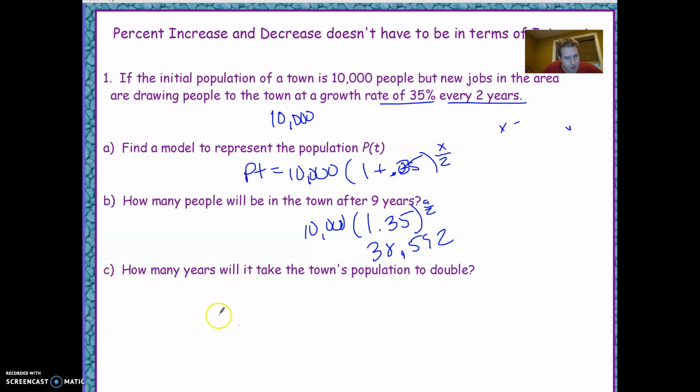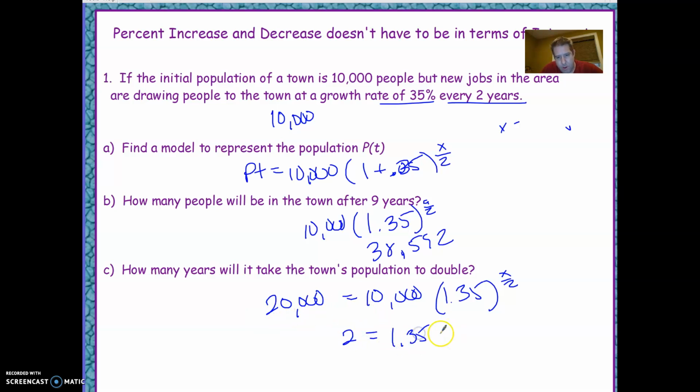38,592 people. All right, I've got a minute and a half left. How many years will it take for the town's population to double? So 20,000 equals 10,000 times 1.35 to the x over 2 power. Divide by 10,000 gives me 2. And then I'm going to do log base 1.35. So that's log of 2 in parentheses divided by log of 1.35. So that's my change of base.